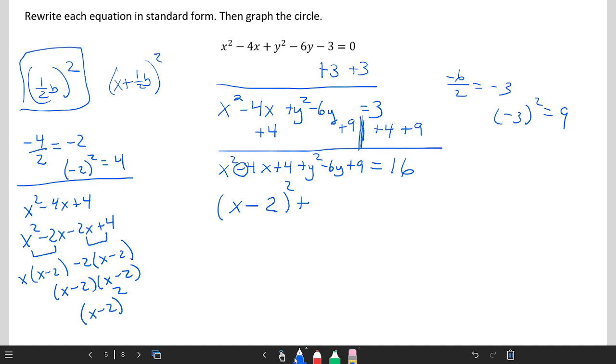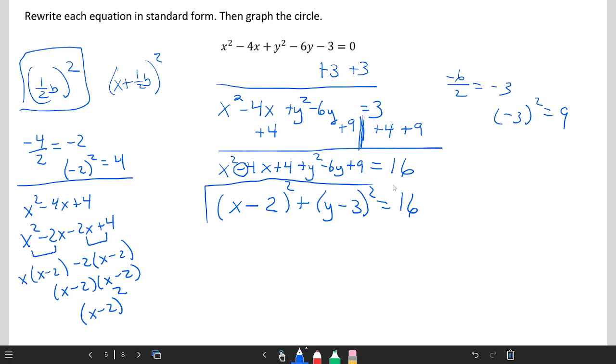So by all means, don't feel like you need to memorize what the result is going to be. You can always just factor using your usual factoring technique. But if you do know what it's going to be and you don't want to write out all those steps, that's fine too. Here, half of b was negative 3, so it's going to be y minus 3 squared. Again, you can come off to the side and just factor as usual if you prefer.